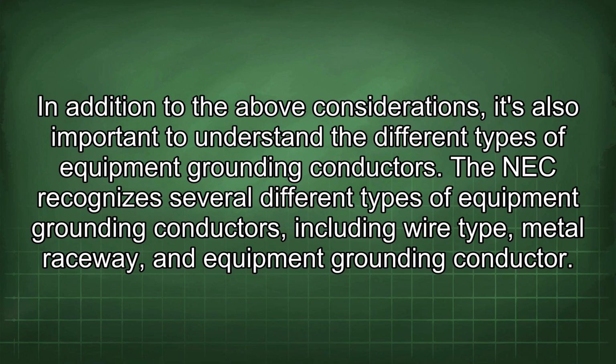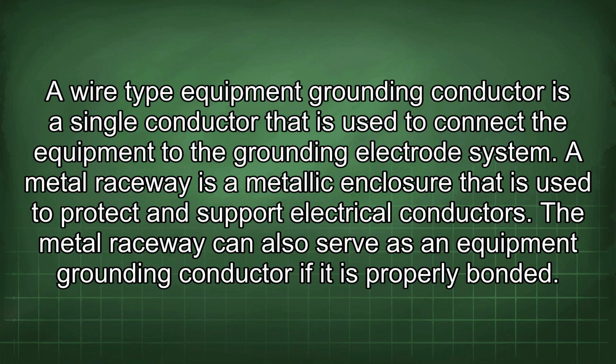The NEC recognizes several different types of equipment grounding conductors, including wire type, metal raceway, and equipment grounding conductor. A wire-type equipment grounding conductor is a single conductor that is used to connect the equipment to the grounding electrode system. A metal raceway is a metallic enclosure that is used to protect and support electrical conductors. The metal raceway can also serve as an equipment grounding conductor if it is properly bonded.